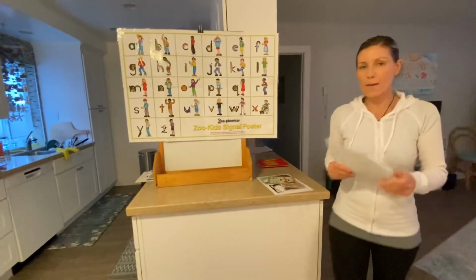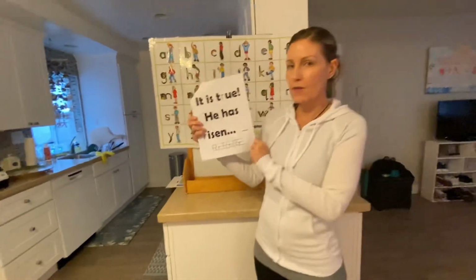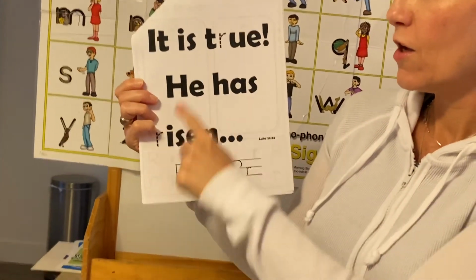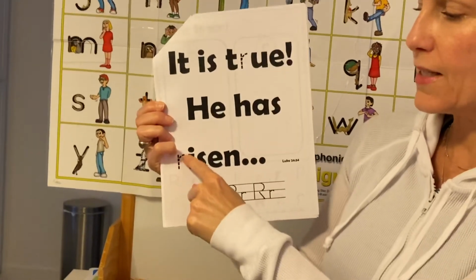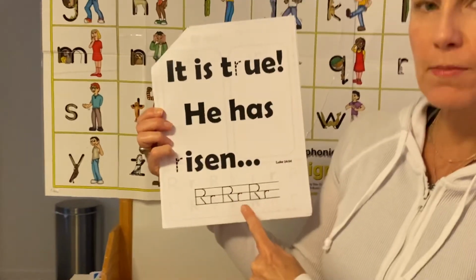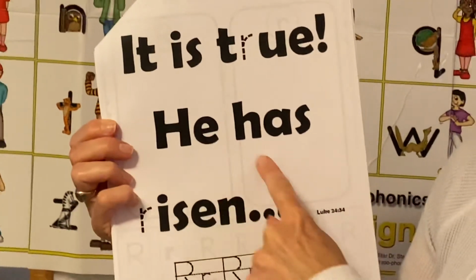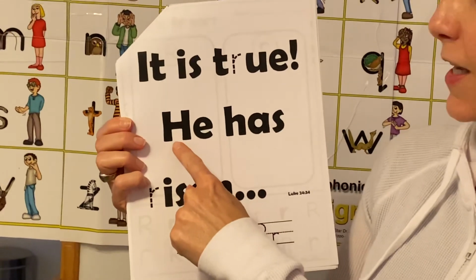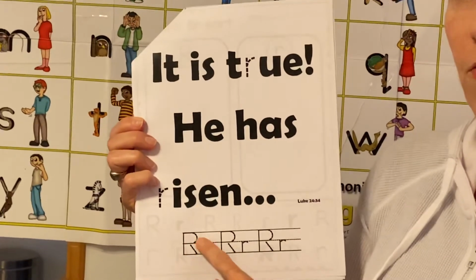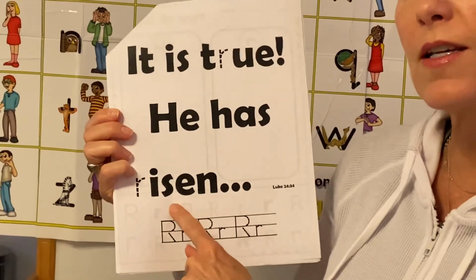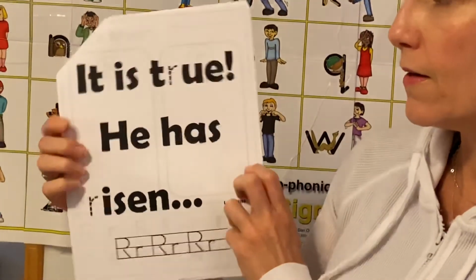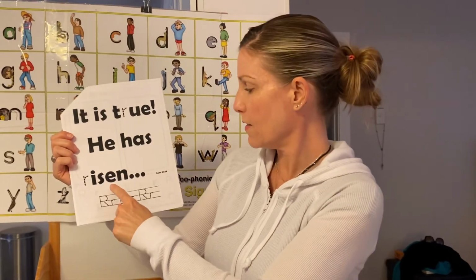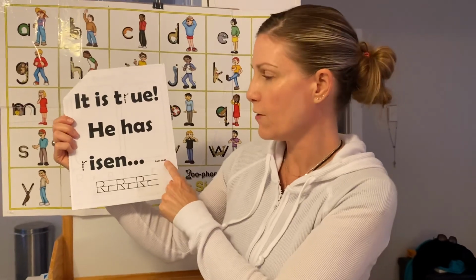All right, before we wrap up, my friends, we're going to do our Bible verse, all right? So it is true, he has risen. True has an R, risen has an R. But what does this verse mean? It is true, he has risen. Who is he? He is God. He is Jesus. He's the one who came down and died on the cross for us, but he rose again. That's how we know he's God. He's the only one that rose from the dead. So let's read it again together. It is true, he has risen. That's in Luke 24:34 in the Bible.